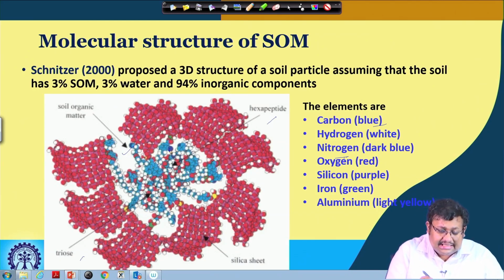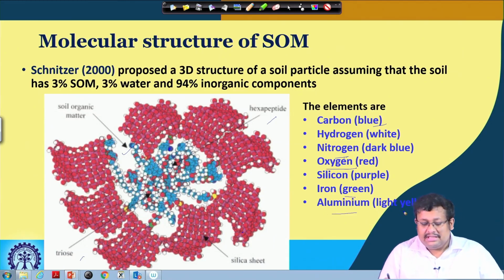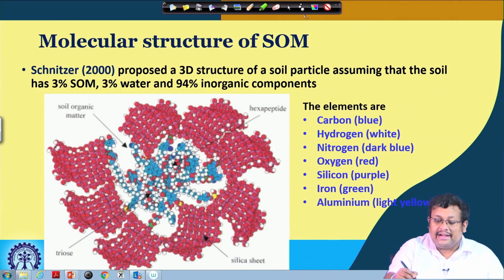As you can see, these are the dark blue circles. Oxygen is basically red, silicon is purple, iron is green, and aluminum is basically light yellow. So, they have shown in this 3D structure different elements and how they are bound together to form this 3D structure of soil organic matter.